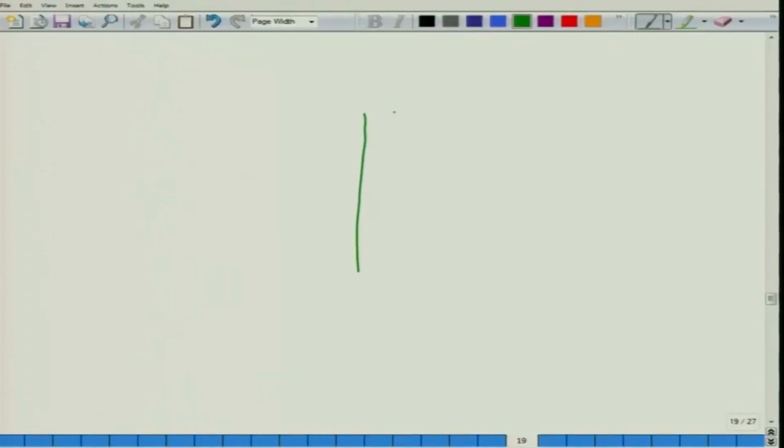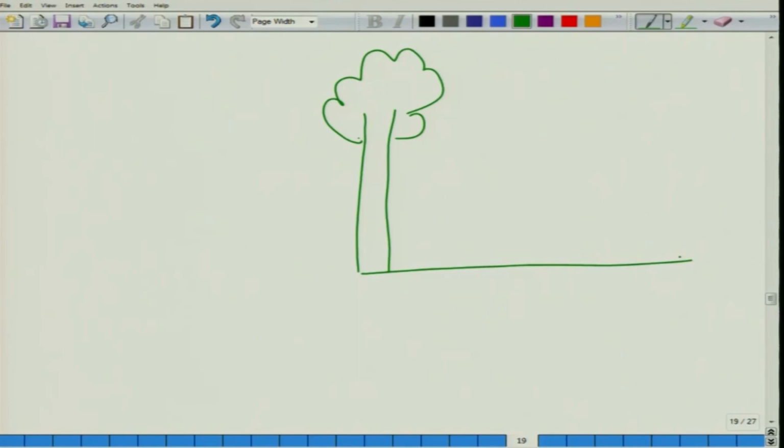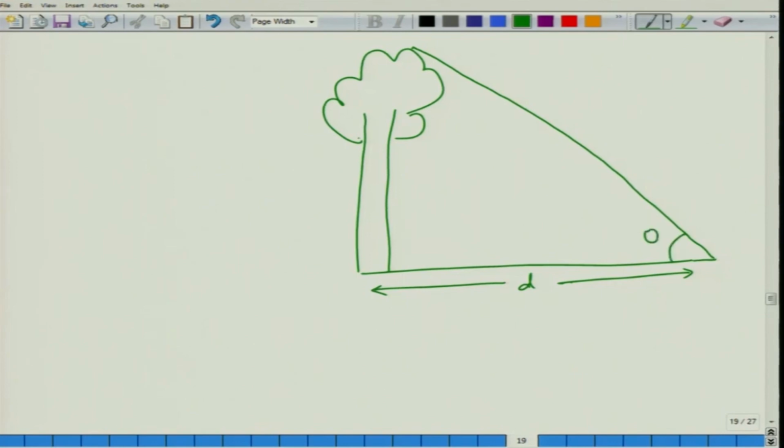So, trigonometry gives us one solution. Suppose you have this tree whose height you wish to measure. Suppose you go at a distance of d from the base of the tree and you take this angle that is subtended by the top of the tree to the ground. This angle would become theta. So, d can very easily be measured with a tape. Height is something that we wish to measure. Theta is something that we can very easily measure with a protractor or by using some specific equipment that we have. So, how do we get the height of the tree?